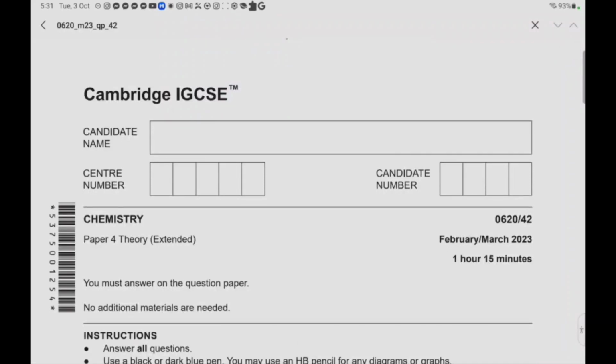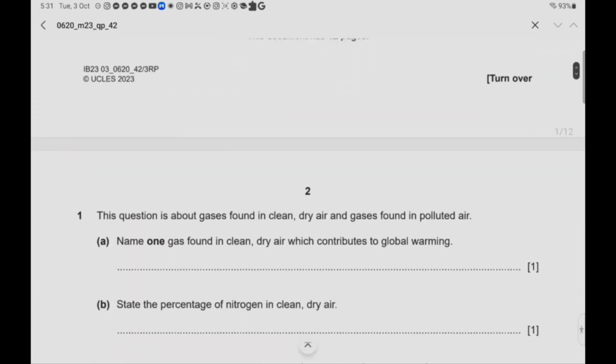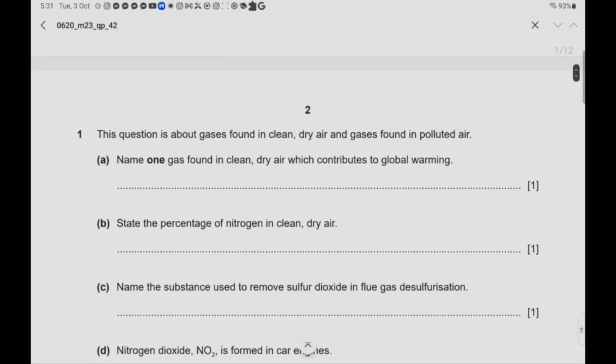Guys, today we are going to do February-March 2023 paper 4. It's a chemistry paper and it's variant 2, paper 42. So let's try the first question together. You can see that the first question they like to ask is about things like general chemistry.